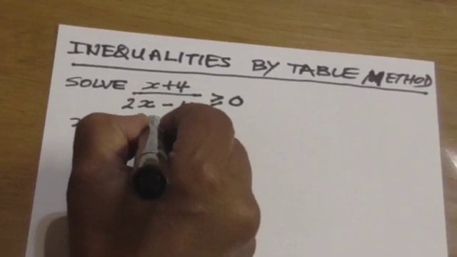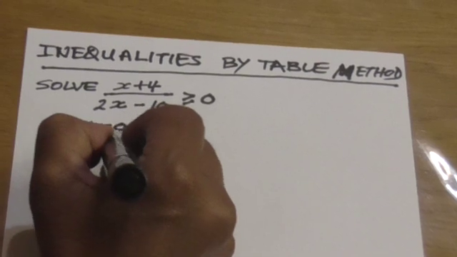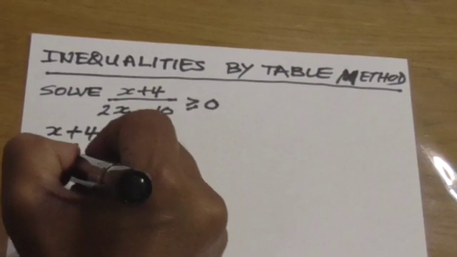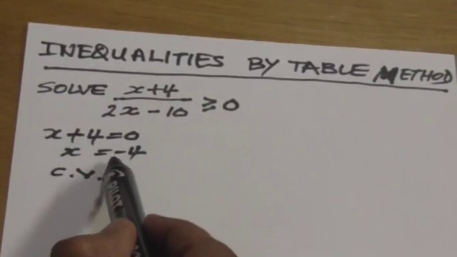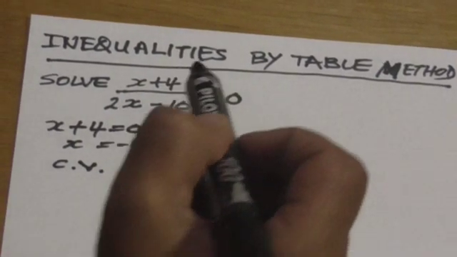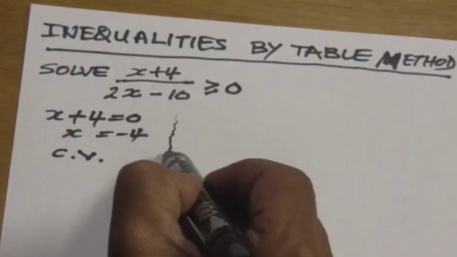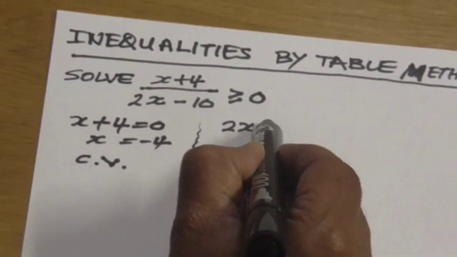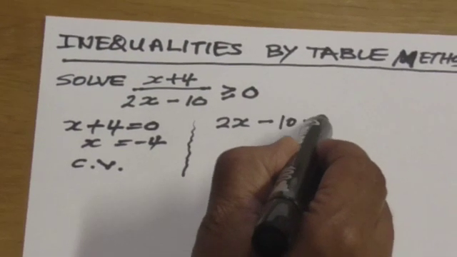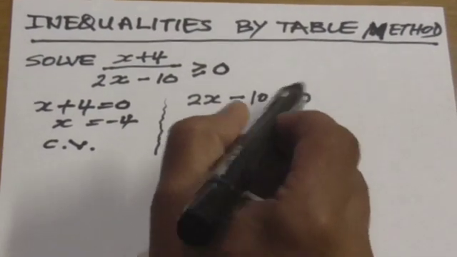So what we do is we take the numerator and we make it equal to 0. So x plus 4 is equal to 0. X is equal to negative 4. So that's our first critical value, that x is equal to negative 4. Now we look at the denominator.